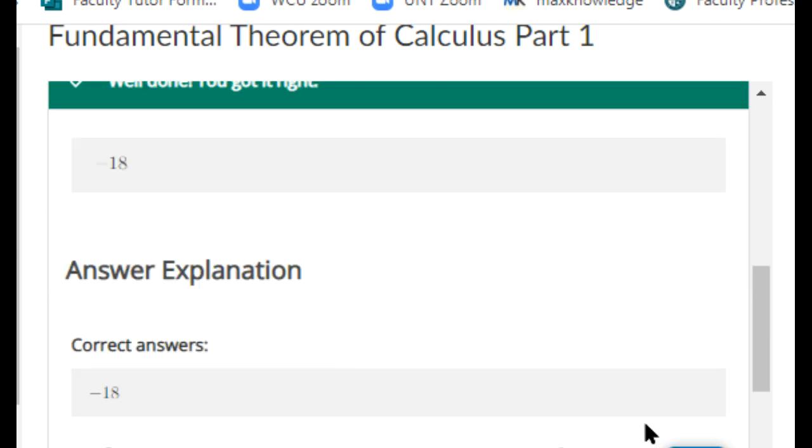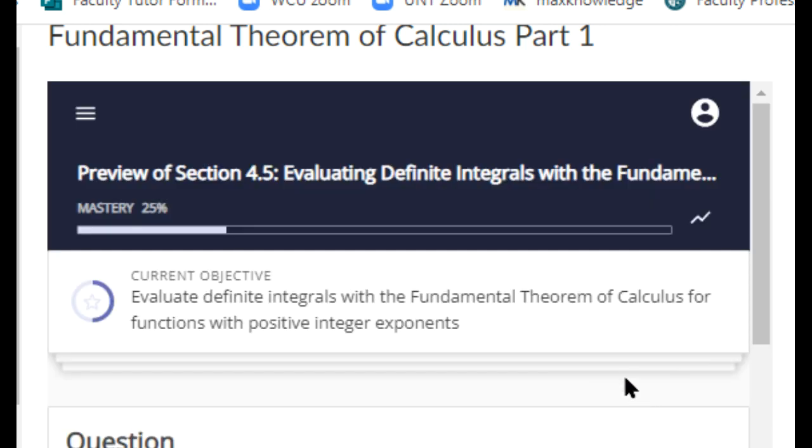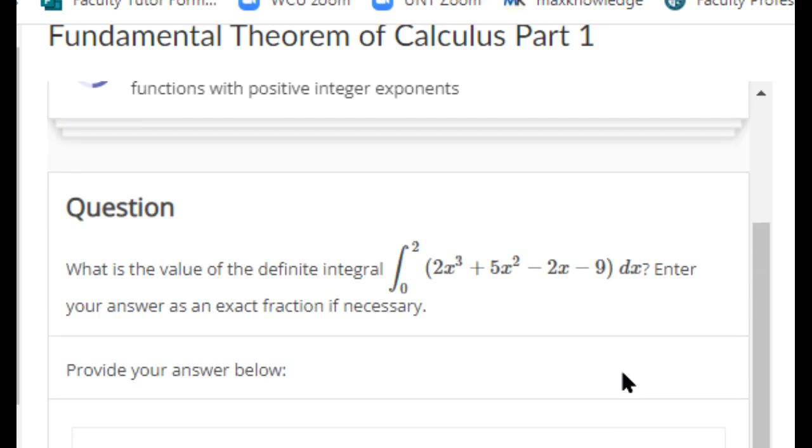And we are doing the fundamental theorem of calculus. What is the value of the definite integral? Okay, so it's from 0 to 2, and the function is 2x cubed plus 5x squared minus 2x minus 9 dx.